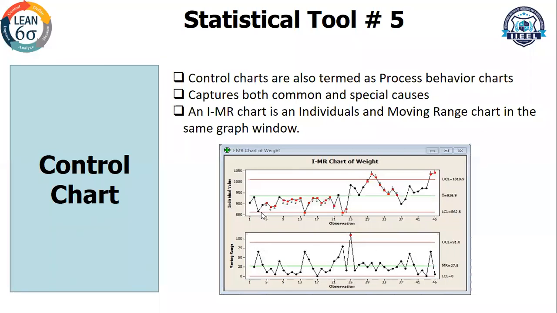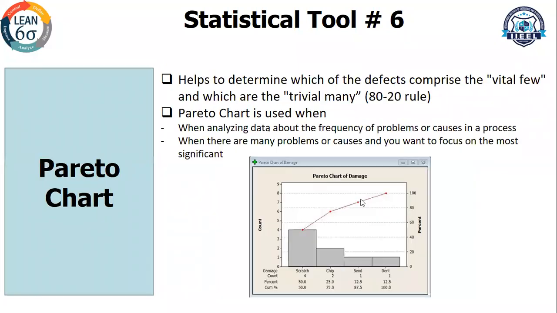The moving range is nothing but the difference between each value of the data. It's indirectly the standard deviation. So you can draw individual charts and analyze the control charts.